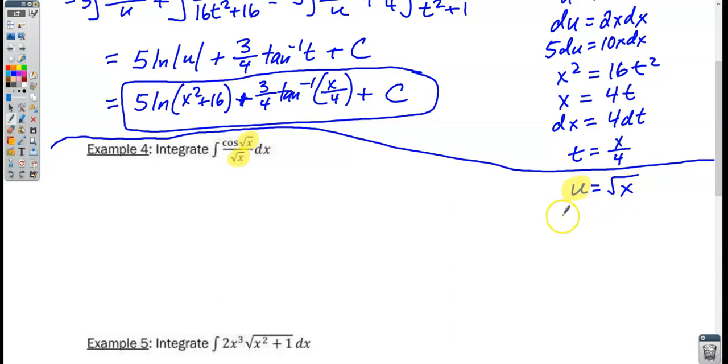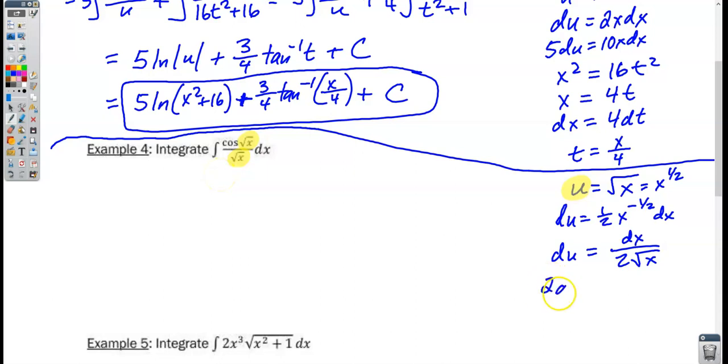When we take the derivative of this, remember this is x to the 1/2. So the derivative is 1/2 x to the negative 1/2, which is equal to dx over 2 square root of x. We move the x to the negative 1/2 down into the denominator, change it over to a square root. And so when we make the substitution with u equals the square root of x, we need that square root of x in the denominator as part of our du.